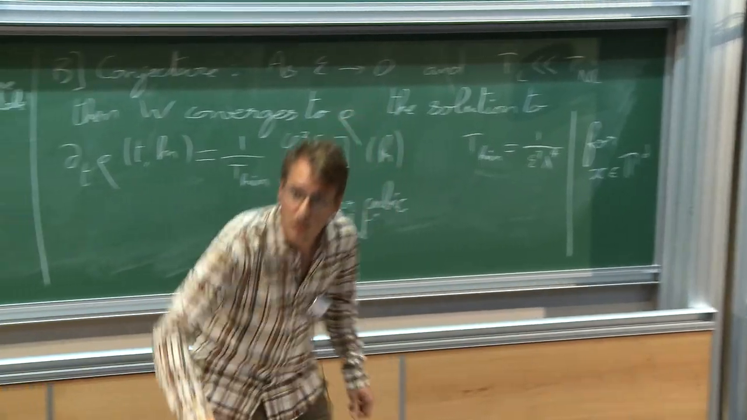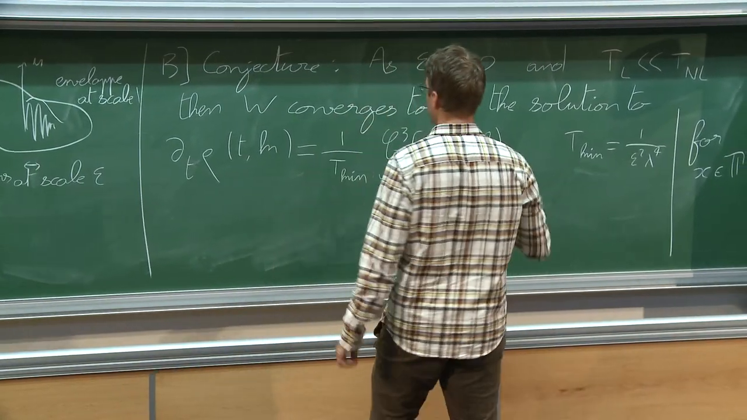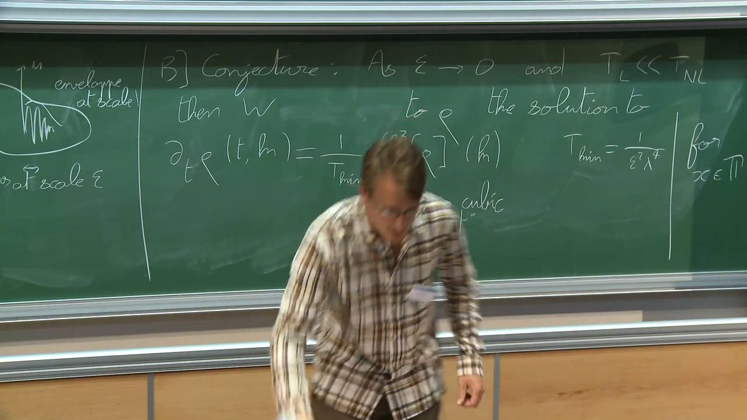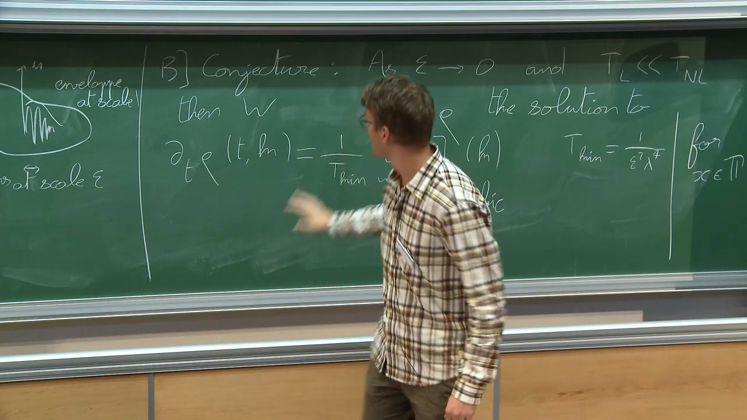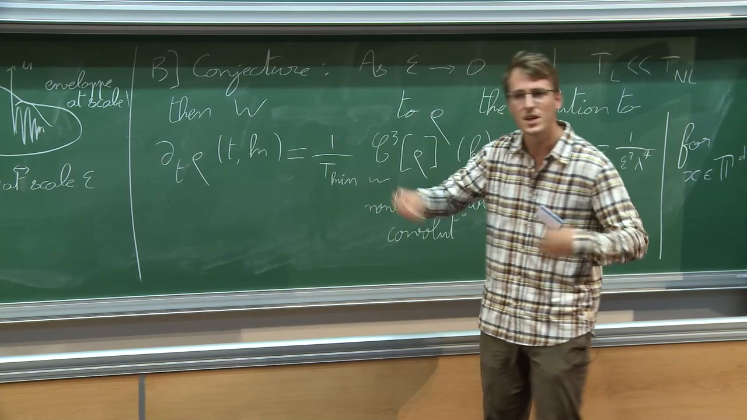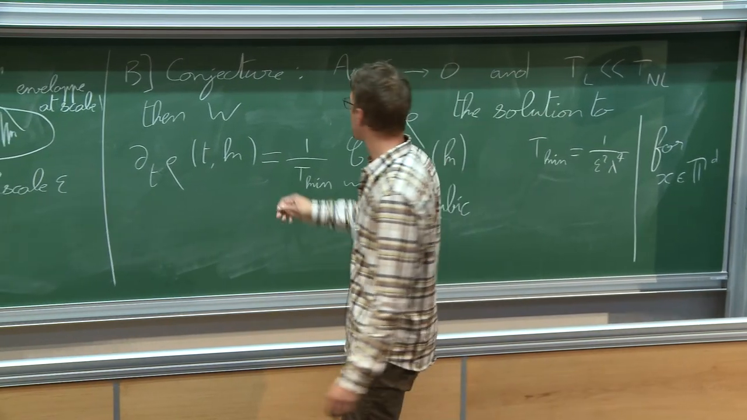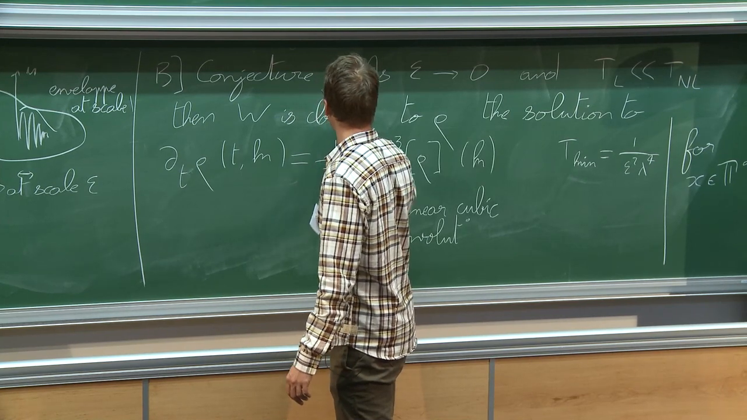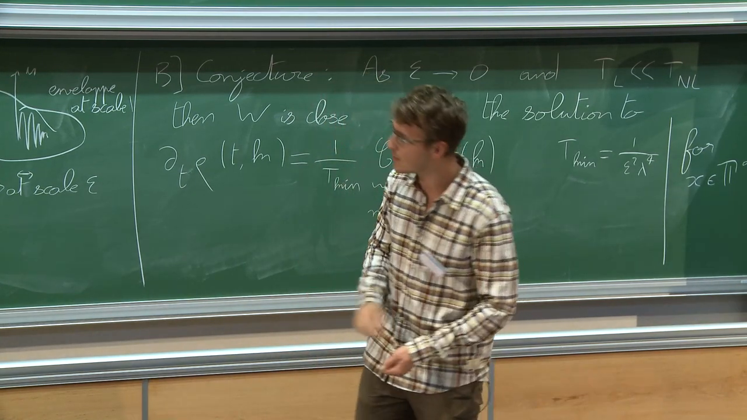Is it better? Yeah, because this still depends on epsilon. That's just my point. So the convergence is... I mean, there will be a theorem after with precise statements, and here I just wanted to do something a bit informal. So W is close to... Okay, so I'll put it this way.